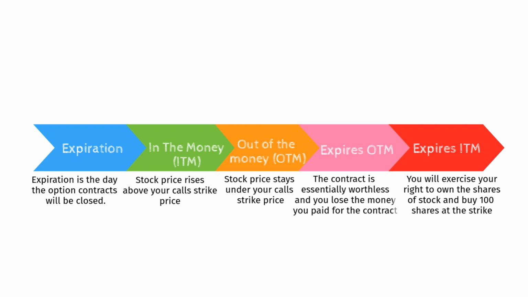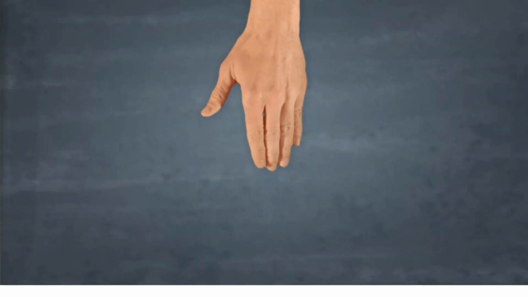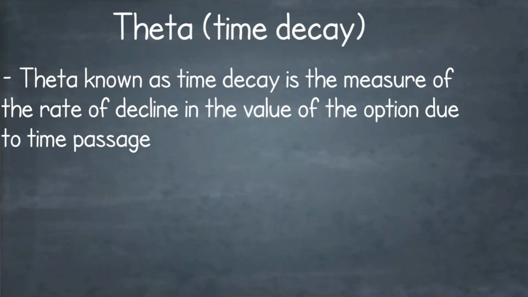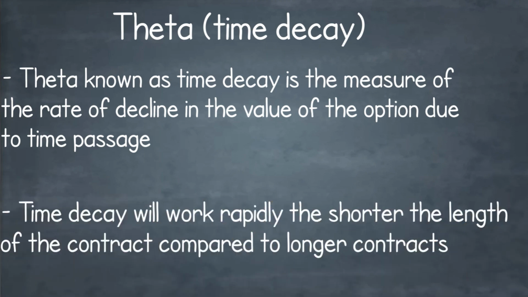Another reason why expiration is so important is because every day that goes by, your option will decrease in value due to theta, also known as time decay. Theta is a measure of the rate of decline in the value of an option due to the passage of time. Theta is generally expressed as a negative number and can be thought of as the amount by which the option's value will decline every day. If you buy a contract that expires in a week, you will see a faster decline in the option's value due to theta than buying a contract for a month because there's more time left.